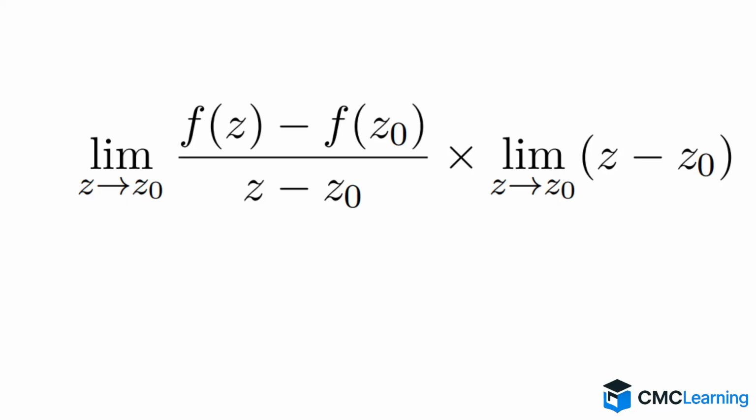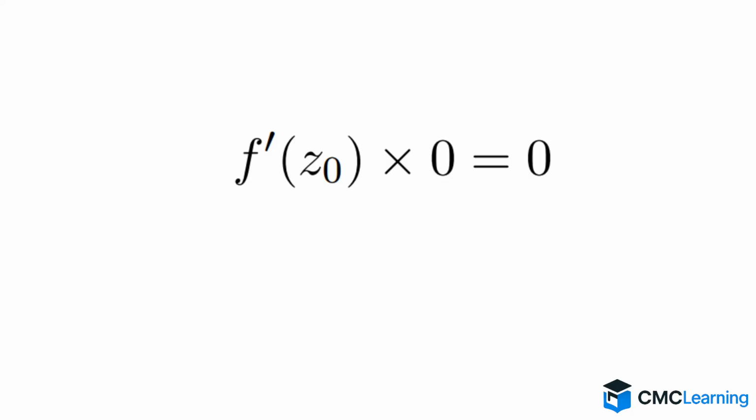And notice the quantity on the left is simply the derivative of the function at z0. And the quantity on the right is 0. And so this quantity does equal 0. And in this process, we assumed that the function was holomorphic. And we've proved that this means that the function has to be continuous.